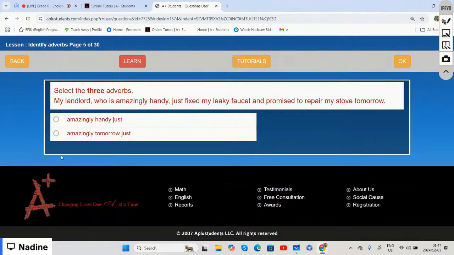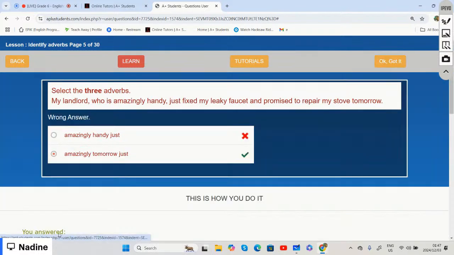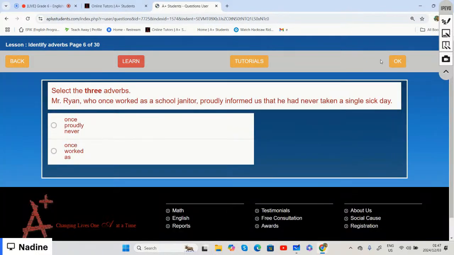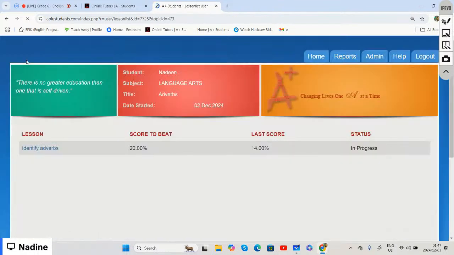And if we were to select the correct options, we can say it is amazingly, just. Oh, tomorrow. Sorry, tomorrow is also our adverb. So tomorrow, option two is actually correct, because that tells us when. Something that tells us when, where, or how is basically an adverb. All right, so that is the end of our lesson on adverbs.